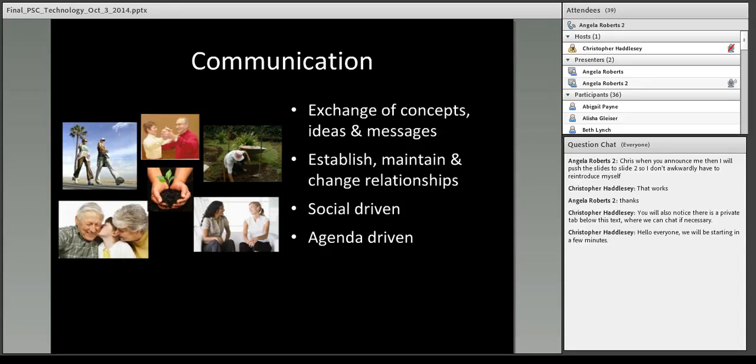Intuitively, communication really is an exchange of messages. But more than that, it's a mechanism in terms of how we establish, maintain, and change relationships. And communication can be both social-driven, in terms of interaction and maintaining relationships, and also agenda-driven, like the communication that simply says, I just want to know what you want for dinner. The types of technology that we use to support communication challenges in Parkinson's disease in part relate to the goal of the communication event.